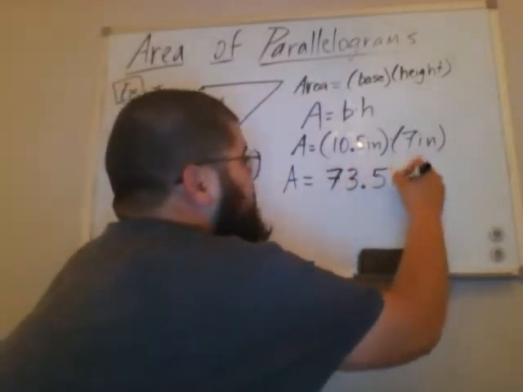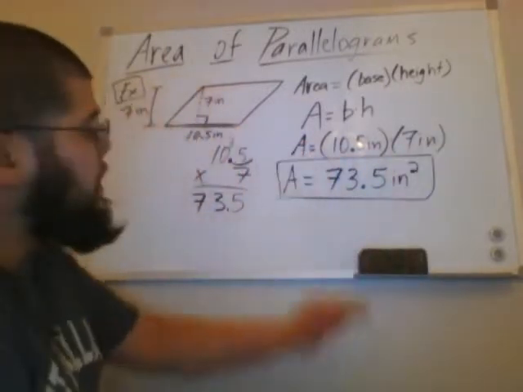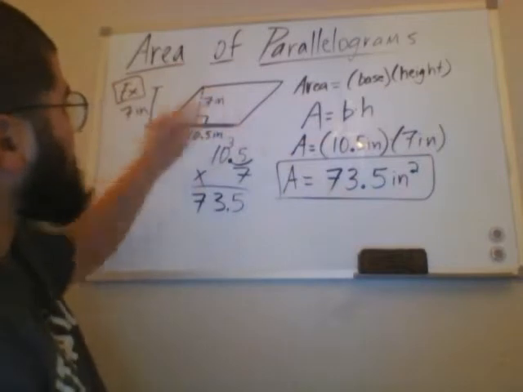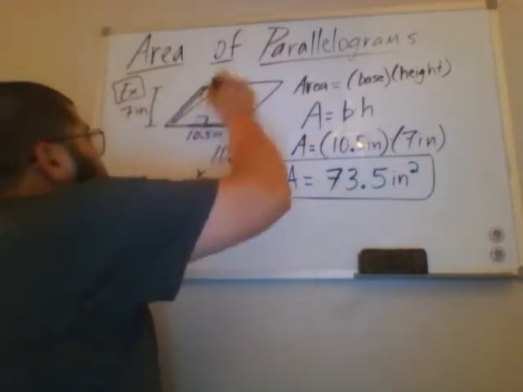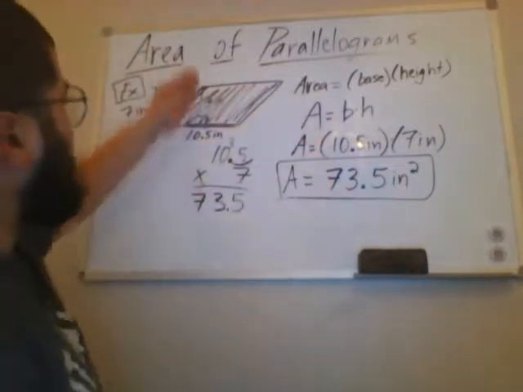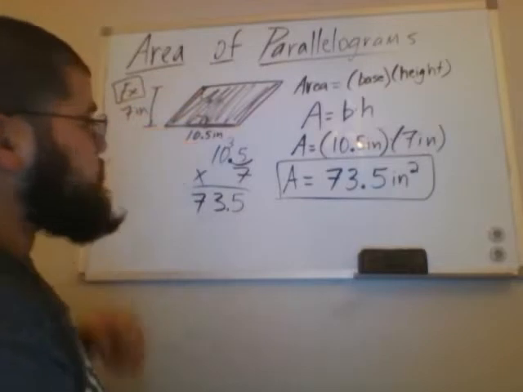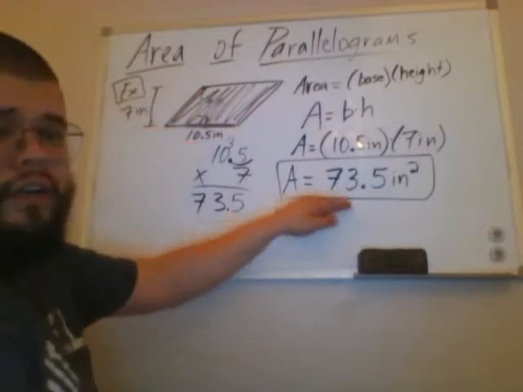73.5 inches squared. Okay, and what we just found is the area of this parallelogram, given that our height of the parallelogram is 7 and the base of the parallelogram is 10.5 inches. We found the area of this parallelogram.